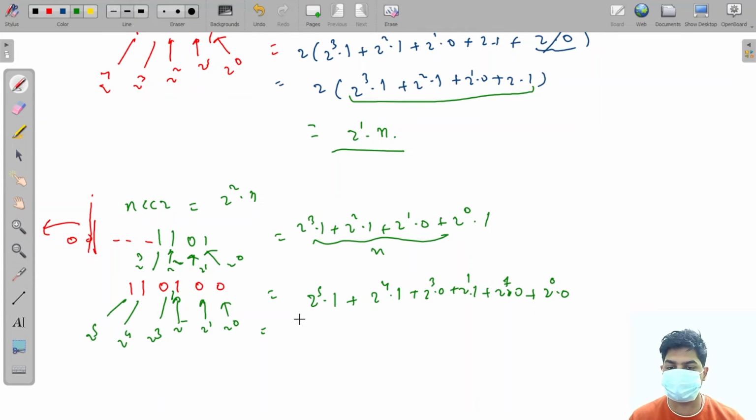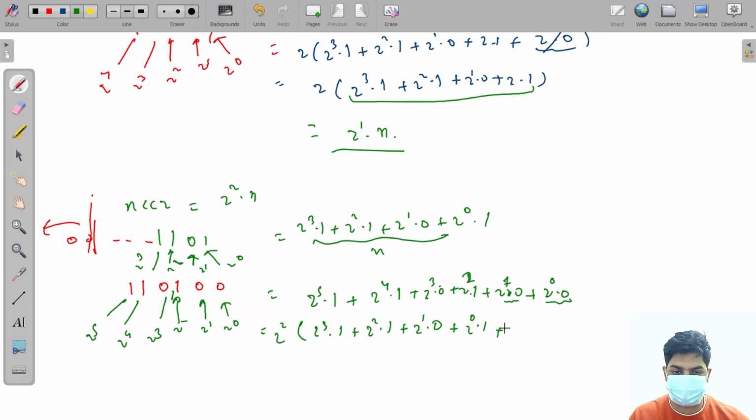If we take a 2 raised to power 2 common, what will we get? We will get 2 raised to power 3 into 1 plus 2 raised to power 2 into 1 plus 2 raised to power 1 into 0 plus 2 raised to power 0 into 1. Okay, mistake. So if we take a 2 raised to power 2 common, the last terms are multiplied with 0. If we multiply by 0, we will get 0 only. So these are simply 0, and we can simply ignore these two zeros.